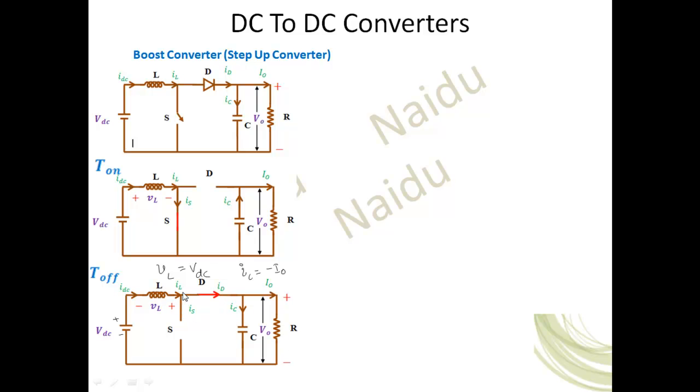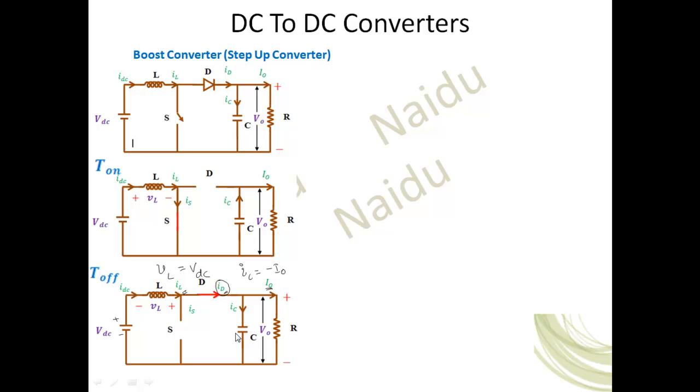In this duration, IL is the same as the diode current. The diode current will split into two portions. One portion is the average load current, which will flow through the load, because the capacitor will not allow the DC current. That's why the load draws the constant current from ID, and the remaining ripple current, which is the AC component, will flow through the capacitor.